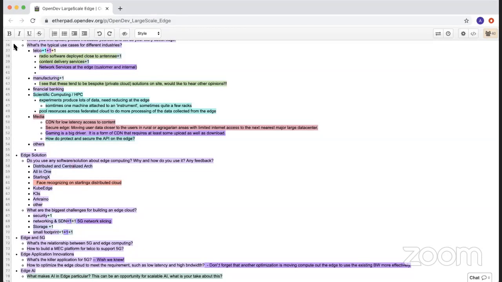But KubeEdge is definitely good work done for edge deployment. If we have somebody talking about KubeEdge, we would appreciate it. KubeEdge is considered a seed project for CNCF. It's under the CNCF consortium.